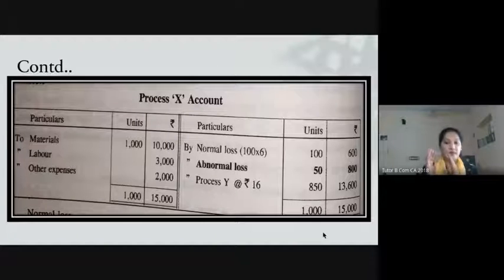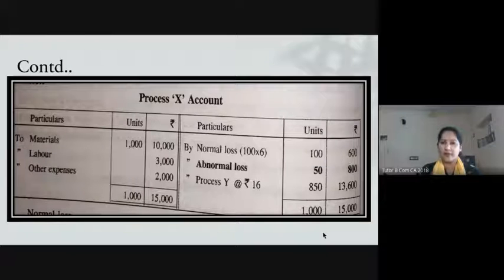And then we found out that in this particular exercise, they had an abnormal loss of 50 units. So we need to calculate the value of abnormal loss, which we did by comparing the actual cost with the actual units. The actual cost here is 15,000 minus scrap value, that is 600. So it will be 14,400 divided by 900, multiplied by abnormal loss units, that is 50, which gave us 800. Now we know that the actual units which will be transferred to process Y would be 850. Why? We had the normal loss of 100 and an abnormal loss of 50. So 150 being reduced from 1000 gives us 850, which carries a value of 13,600.